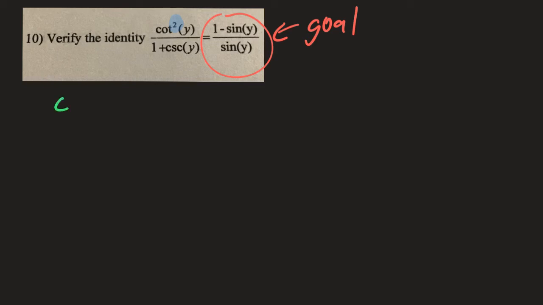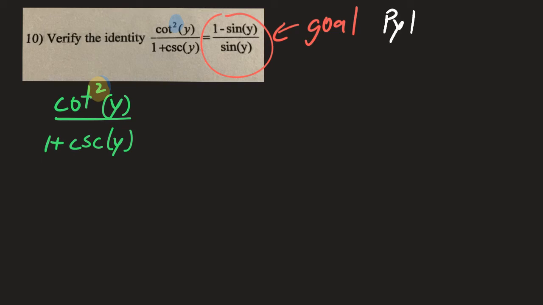So I've currently got cotangent squared y over 1 plus cosecant y. And I'm kind of looking at this and wondering, well, do I have any way to break this down or change it into other pieces? I could get a little crazy and try to make everything into sines and cosines, but that seems a little messy. Again, this square is going to give me a little bit of a gut reaction here. The square tells me that I can probably use a Pythagorean identity to help me here.